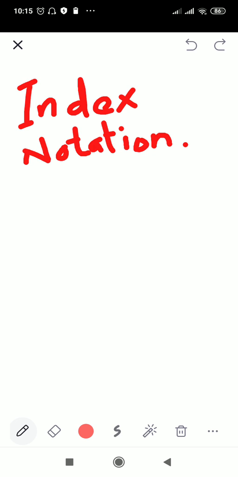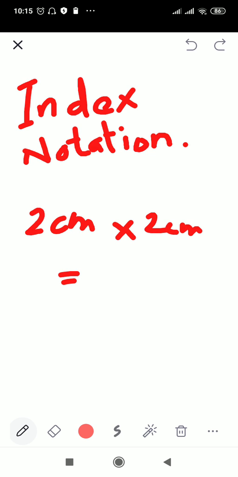Now we have learned in our previous classes that, for example, the area of a square is written in units of, say, if the side of a square is 2 centimeters, we multiply 2 centimeters by 2 centimeters, and the answer we will get is 4 centimeters squared, right?